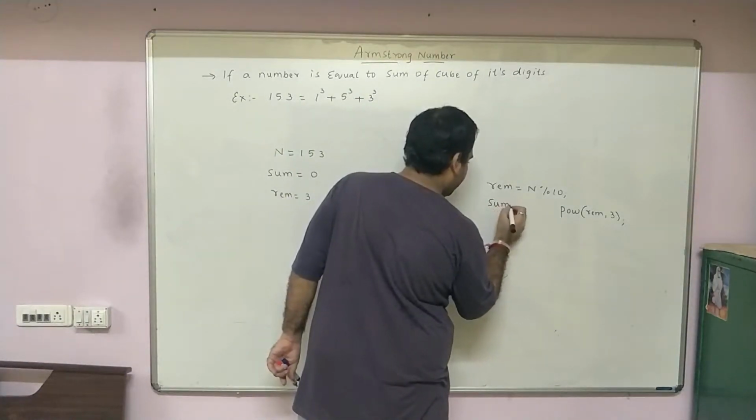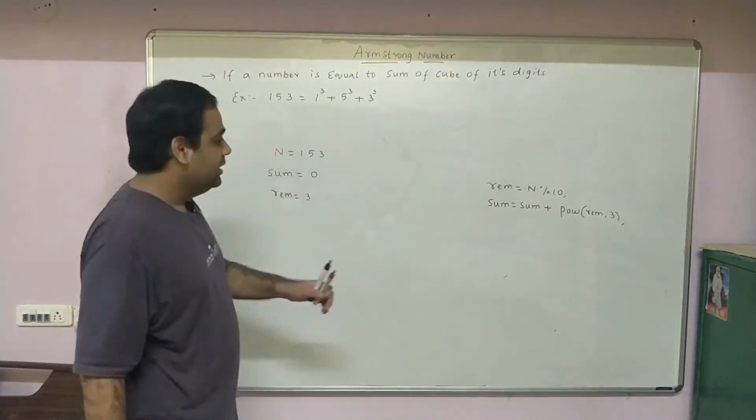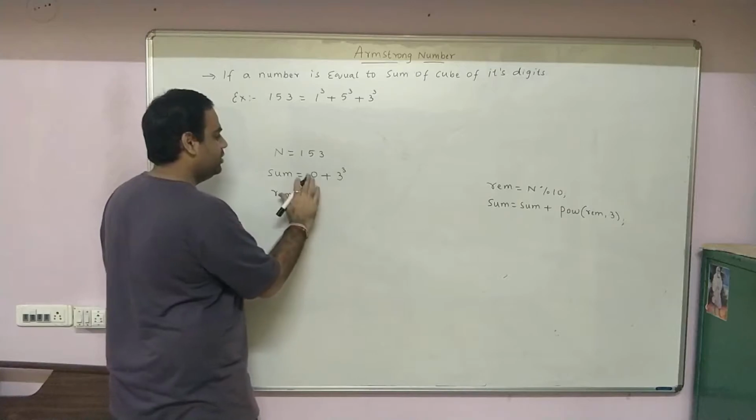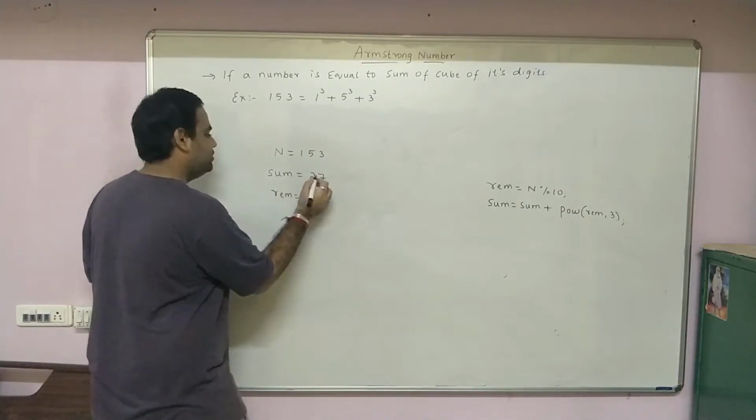Hence we say sum is equal to sum plus power of remainder comma 3, or you can write sum plus equal. Now 0 plus 3 cube is 27. Therefore the value of sum becomes 27.